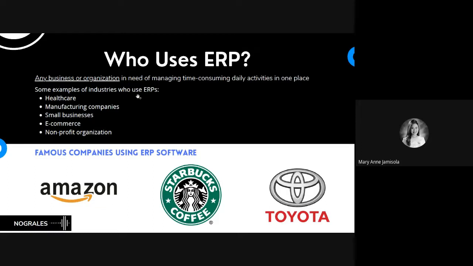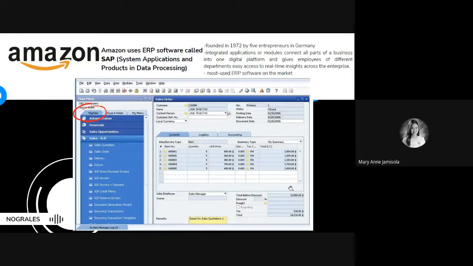Some examples of industries that use ERPs are healthcare. If you go inside a hospital, they are using a system there. The system links from, let's say, the billing department to the handling nurses or doctors. They can also update the system, and then the system will automatically calculate your bill and so on. So healthcare, and then manufacturing companies, e-commerce, and even non-profit organizations.